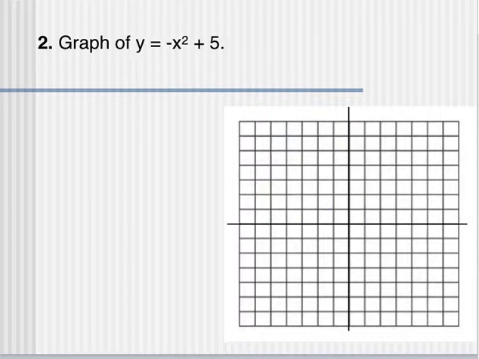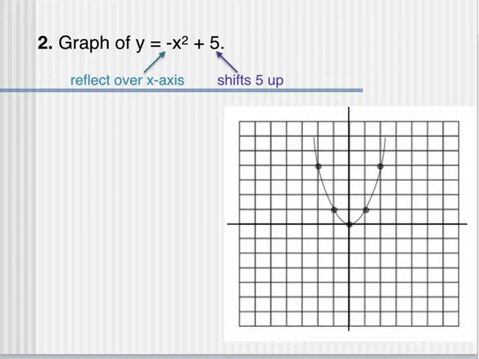Now, graphing something with a negative coefficient, y equals negative x squared plus 5, it's still a parabola. It's still in the y equals x squared function family. A negative coefficient at the very beginning reflects your parabola over the x-axis. And then the plus 5 at the end, outside of grouping symbols, moves that graph 5 up. And that's your final graph.